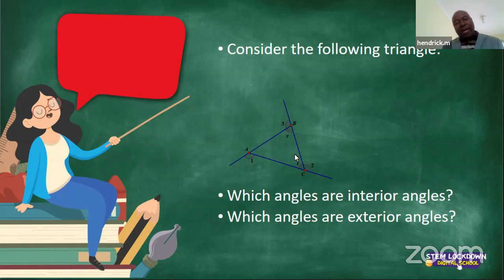Now I want the learners who can give us the angles which are exterior. We're talking about the exterior angles. Can we get 1 or 2 learners to give us the exterior angles?